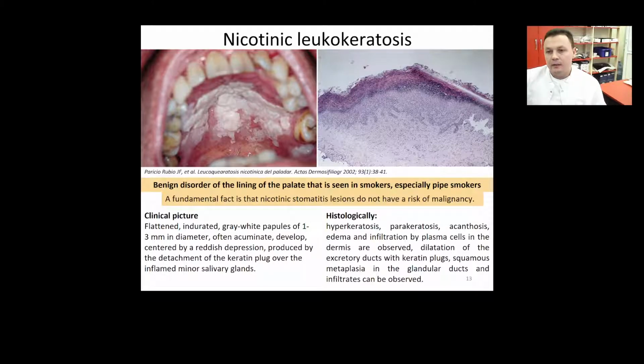Histologically, in nicotinic stomatitis, hyperkeratosis, parakeratosis, acanthosis, edema, and inflammation by plasma cells in the dermis are observed, and at the level of the minor salivary glands, dilation of the excretory ducts with keratin plaques, squamous metaplasia in the glandular duct, and infiltrates can be observed. A fundamental fact is that nicotinic stomatitis lesions do not have a risk of malignancy.